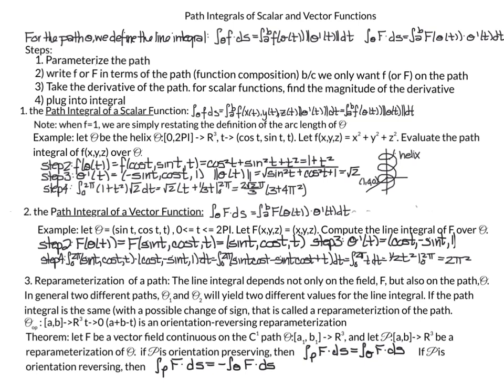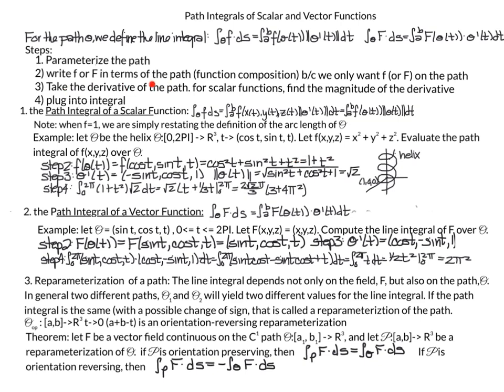So step one is to parameterize our path, which has already been done for us. Sigma takes t and produces cosine t, sine t, and t. Step two, write f in terms of the path using function composition. So f of sigma, we're just going to plug sigma into f. So we plug in cosine t, sine t, and t. f is x squared, which is cosine squared, plus y squared, which is sine squared, plus z squared, which is t squared. So we get 1 plus t squared.